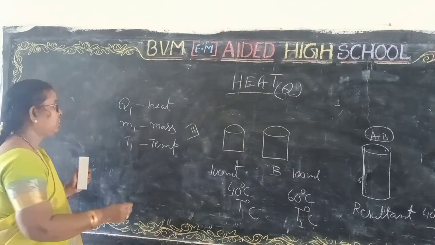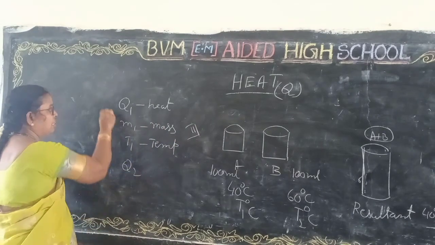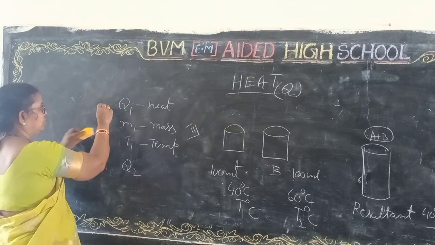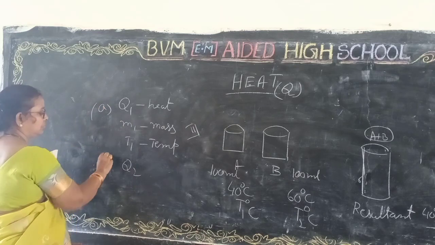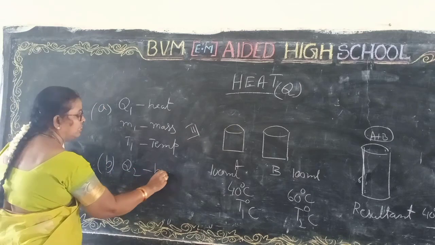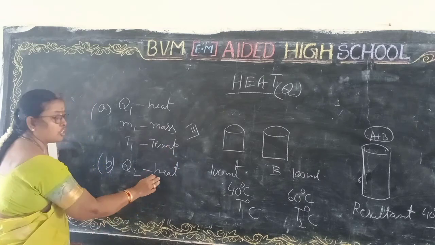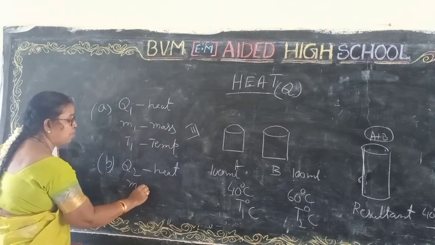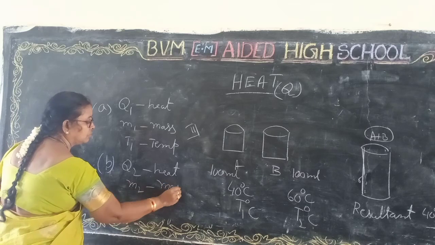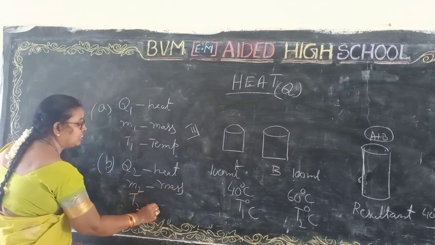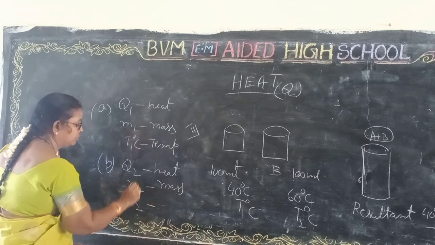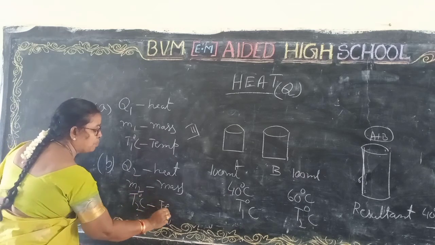In the second one, the heat energy will be Q2, the mass will be M2, and T2 will be the temperature.